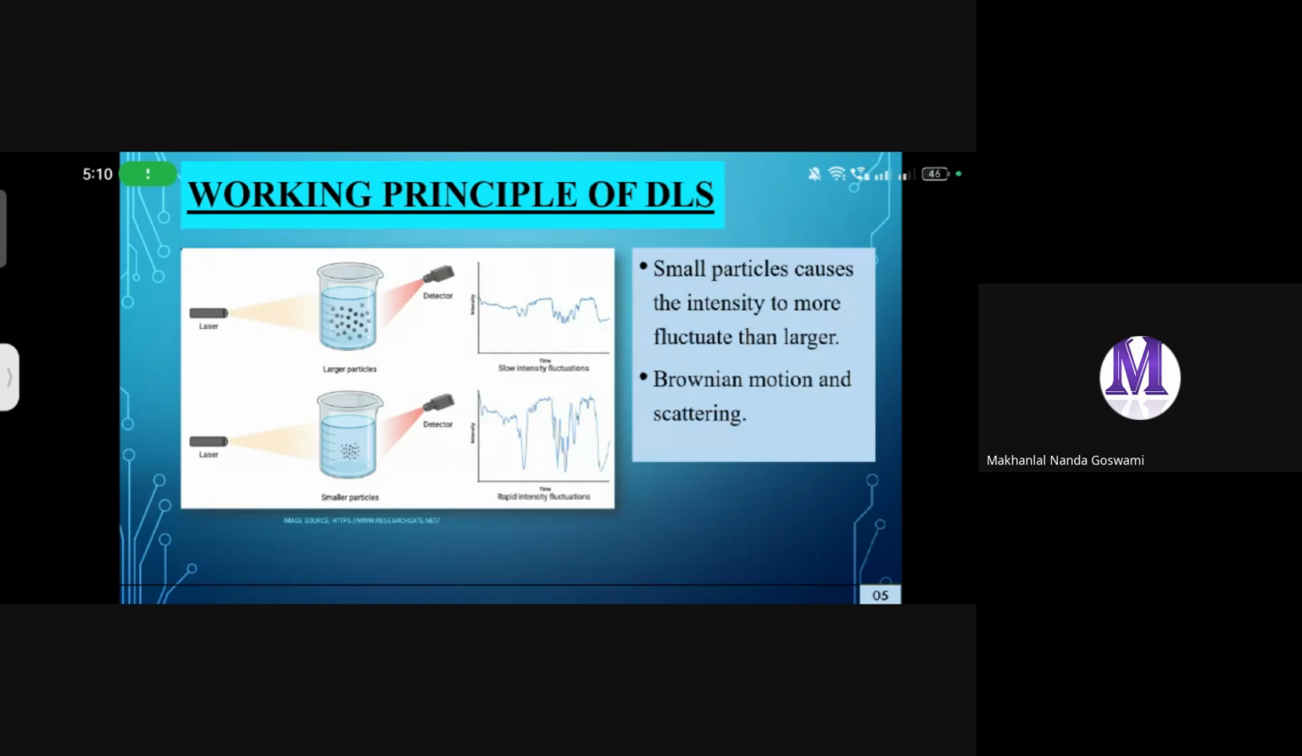Moving ahead, here is the working principle of DLS. DLS works by shining a coherent light or laser on a sample and capturing the scattered light over time. You can see in the graph plotted here, the smaller particles cause more rapid intensity fluctuation in the detected scattered light due to the faster Brownian motion, whereas the larger particles show slower intensity fluctuation as compared to the smaller particles.